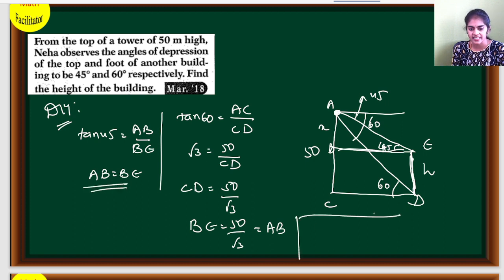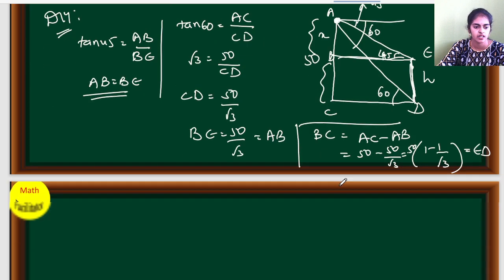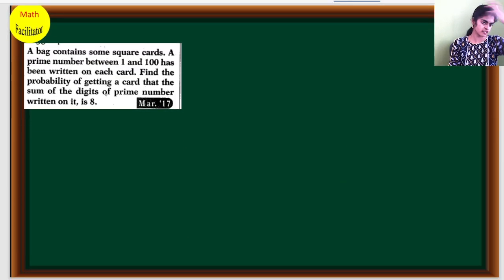So what about ED? ED is nothing but, see here, this part is 50 by root 3. So what is this part, BC? So first let's find BC. BC is nothing but total AC minus AB. So total AC is 50 minus AB is 50 by root 3. So here, taking 50 common, 1 minus 1 by root 3. So that is equal to your ED. Okay, so BC and ED are equal. So let's proceed now. Here there is probability, you see, in the next chapter.